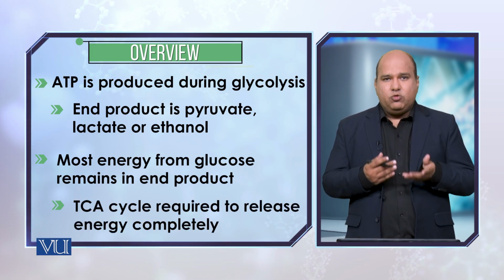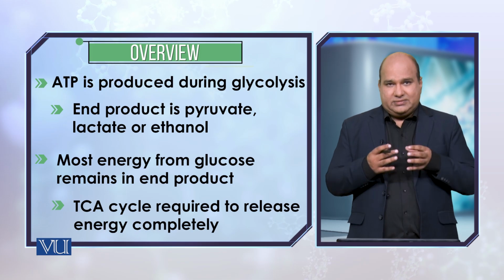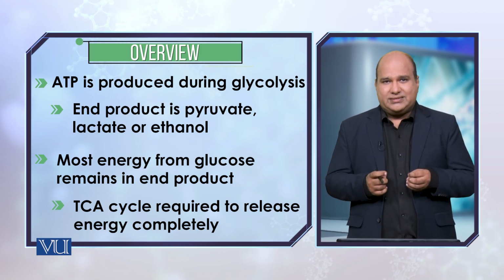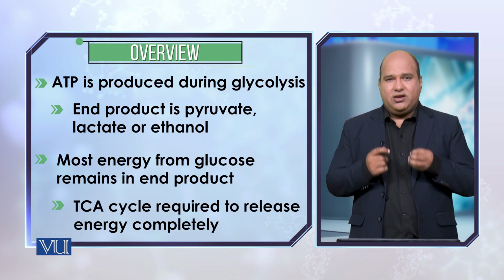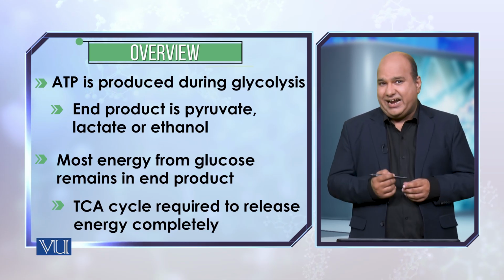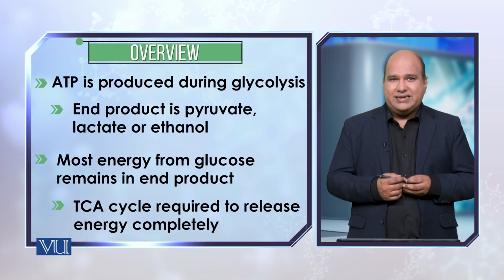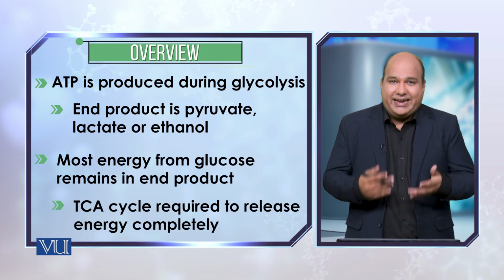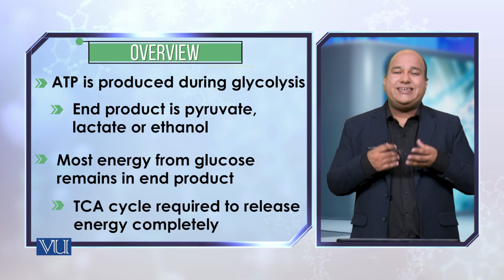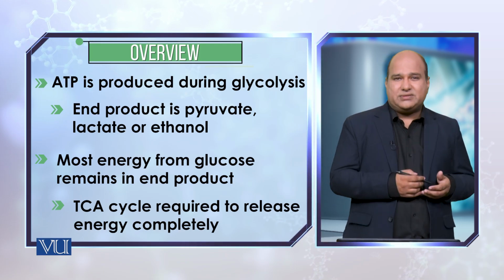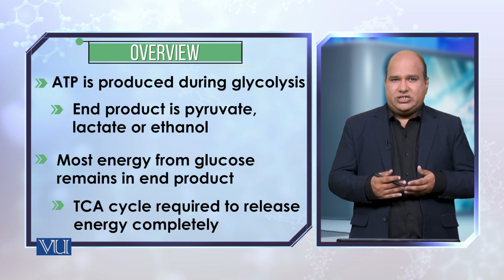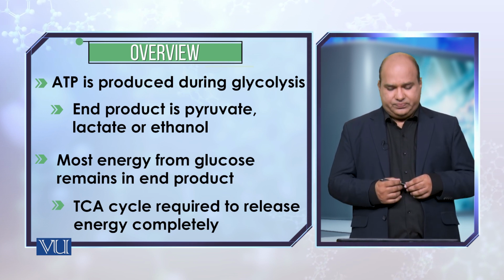We get only 2 molecules of ATP, which means that the end products, that is the pyruvate, lactate or whatsoever, still have a lot of energy, and that energy is then gained from these molecules through the process of the TCA, tricarboxylic acid cycle, or the Krebs cycle, which we will study in detail soon.